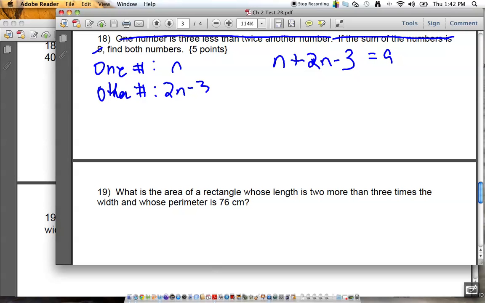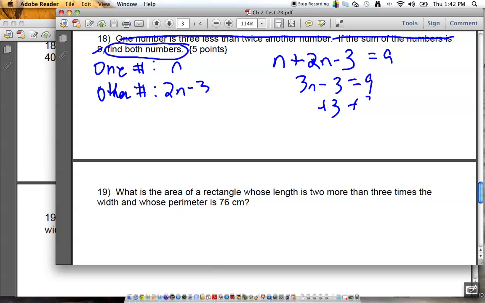I've crossed out everything except these 3 words: find both numbers. When you get to the point where the only thing left is the directions, that means it's time to solve the problem. Is this a same side situation or an opposite side? Same side. So that makes it 1n plus 2n is 3n, minus 3 is 9.